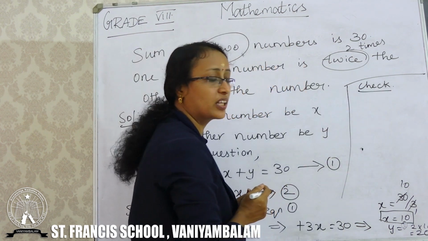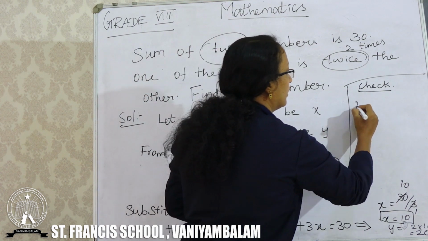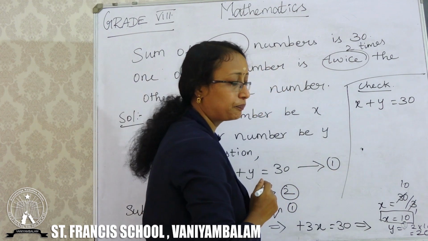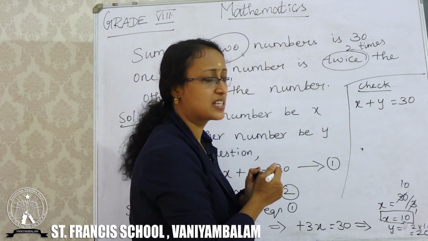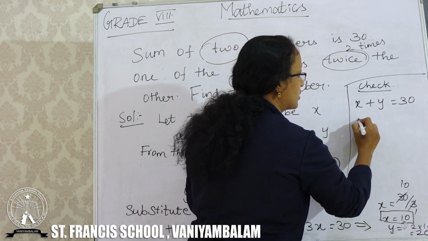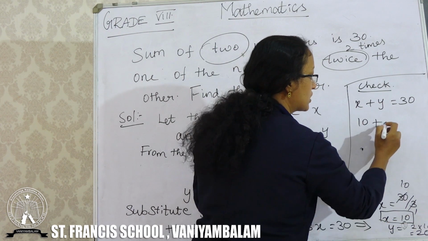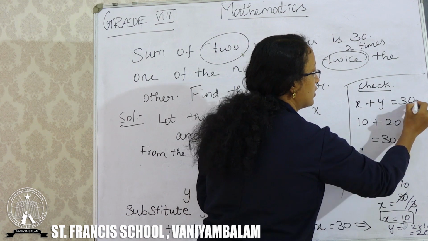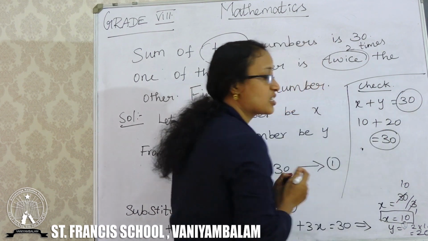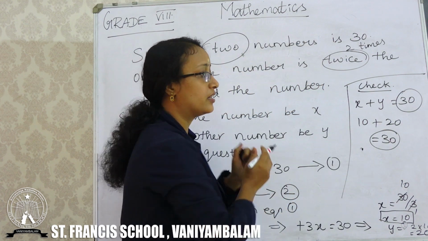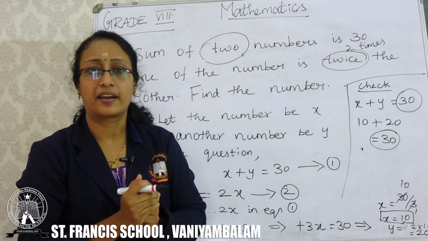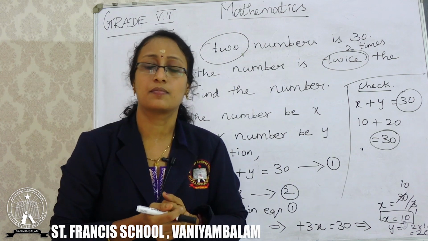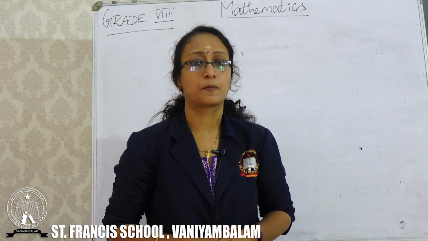So how will you check whether your answer is correct or not? We have the equation x plus y is equal to 30. Substitute the value of x and y. X value is 10 and y value is 20. Am I right? So you got 30, which is your LHS and RHS both are equal. Then your solution is correct. Let's see a few more examples based on these application problems.